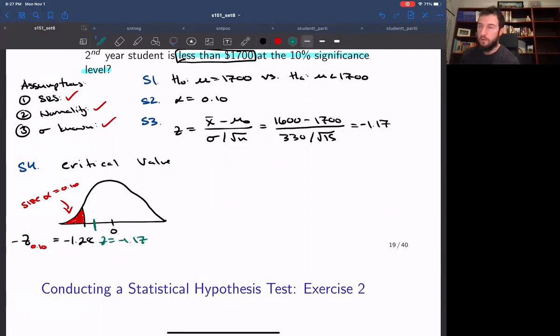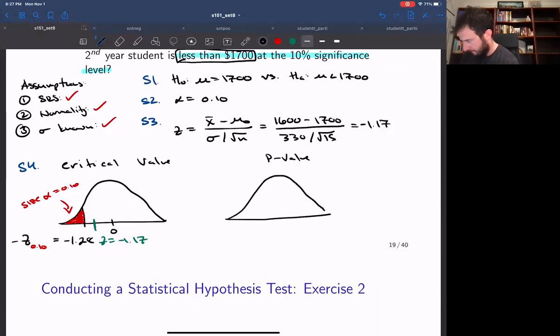Okay, so this again would mean we do not reject. If we take the p-value approach, here is 0. Here is Z equals negative 1.17. So now we're working with the test statistic. It's a lower tail test. So this green shaded part here is the p-value. Since it's a one-tail test, we're only interested in the lower tail. So we're only going to take that lower tail of information.